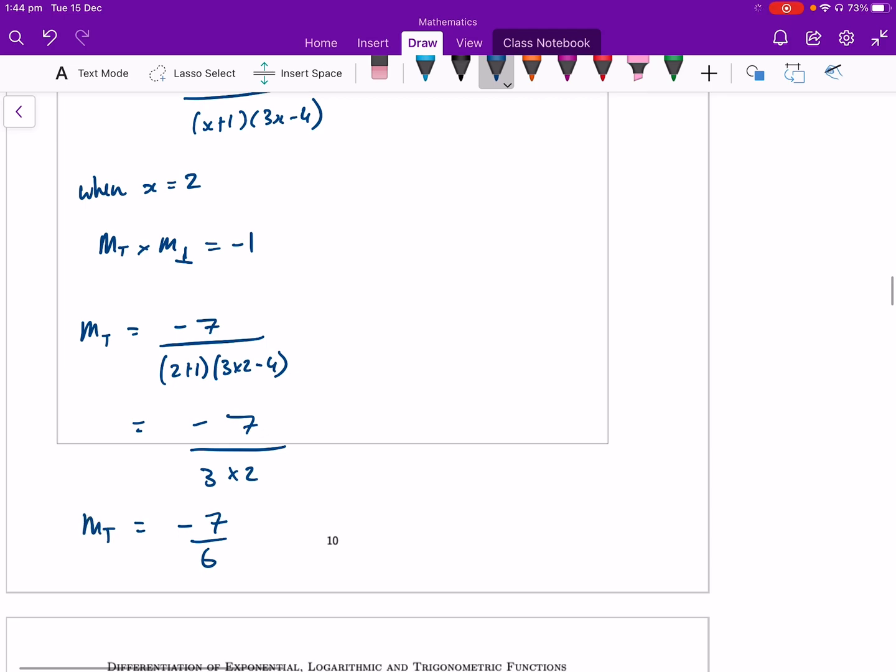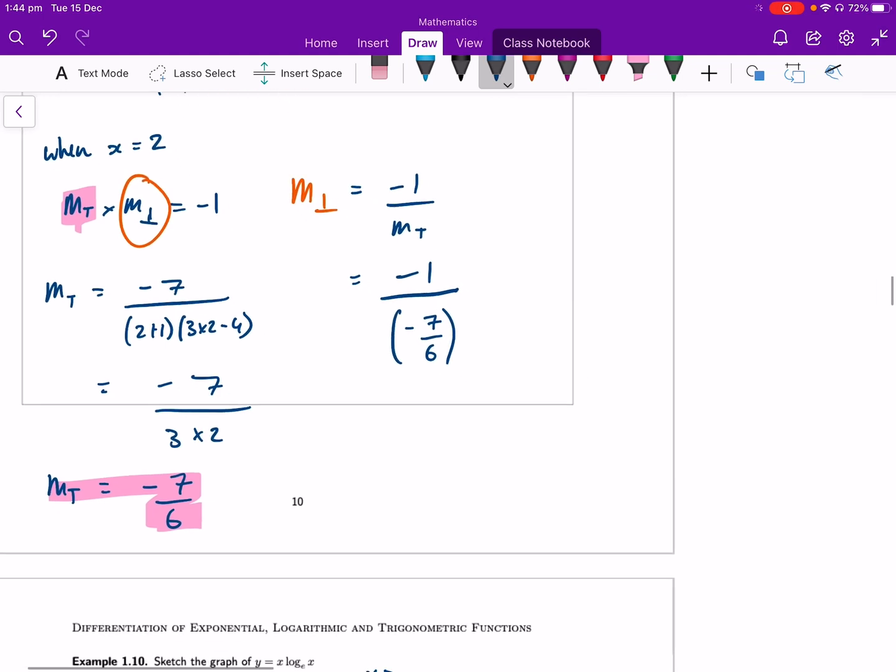Now, putting this m of the tangent, the gradient of the tangent, in here, I'm going to solve for the gradient of the normal. So the gradient of the normal would be negative 1 over the gradient of the tangent, so it'd be negative 1 over negative 7 on 6. Okay, I could rewrite the numerator of negative 1 as negative 1 on 1. I'm going to flip and multiply this fraction, and I'll get the gradient of the normal being 6 on 7.